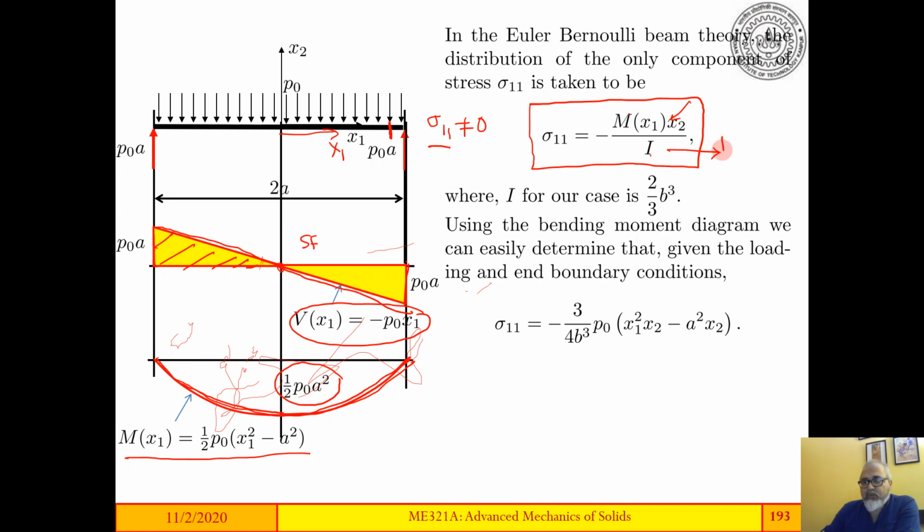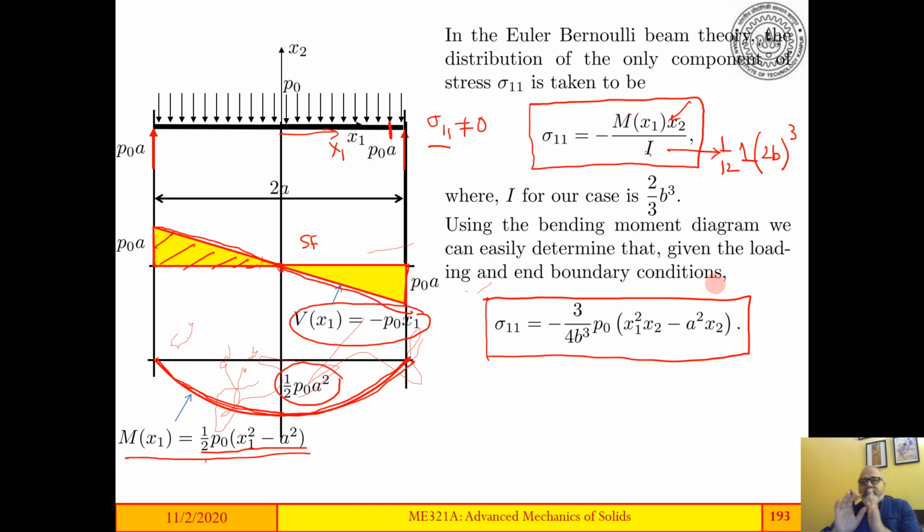I is 1/12 b h cube. In this case, the width of the beam is 1 and the height is 2b. So that gives you 2/3 b cube, and that is your I. If you plug it in here, M of x1 is this. If you plug it in, this is your sigma 1. This is the sigma 1 that you get from simple Euler-Bernoulli beam theory, which assumes that sigma 1 is a linear function of the distance from the neutral axis.